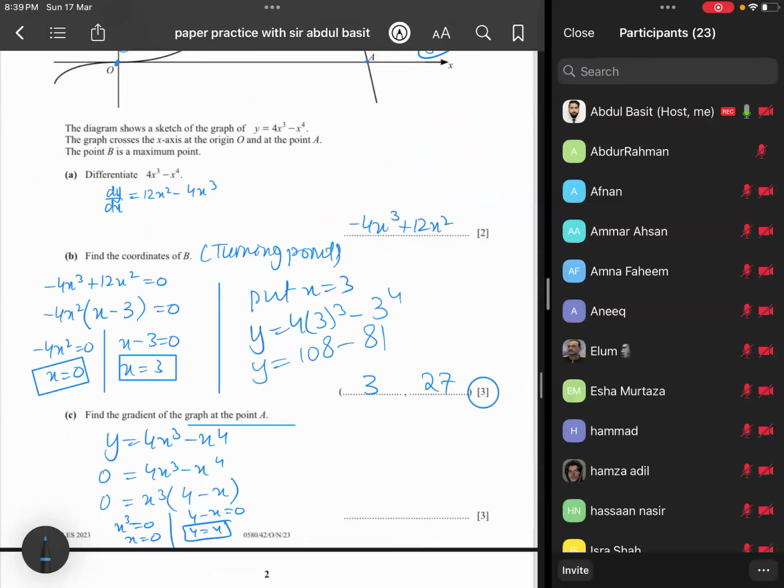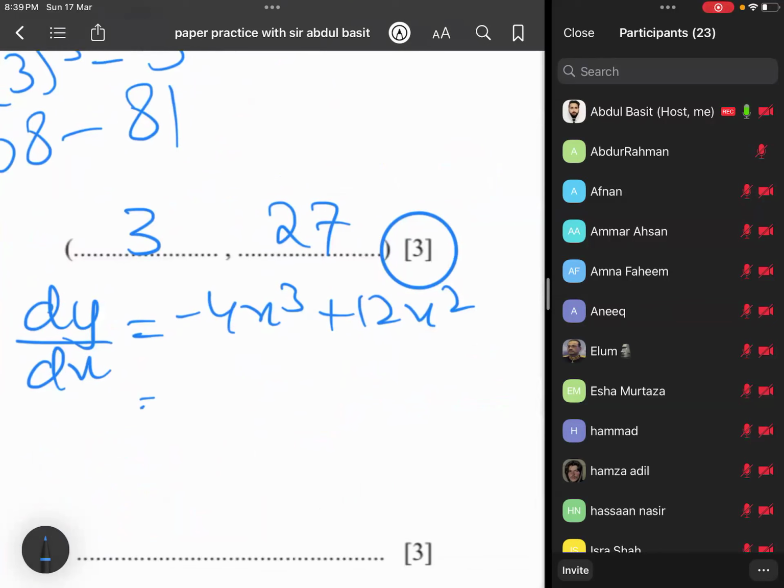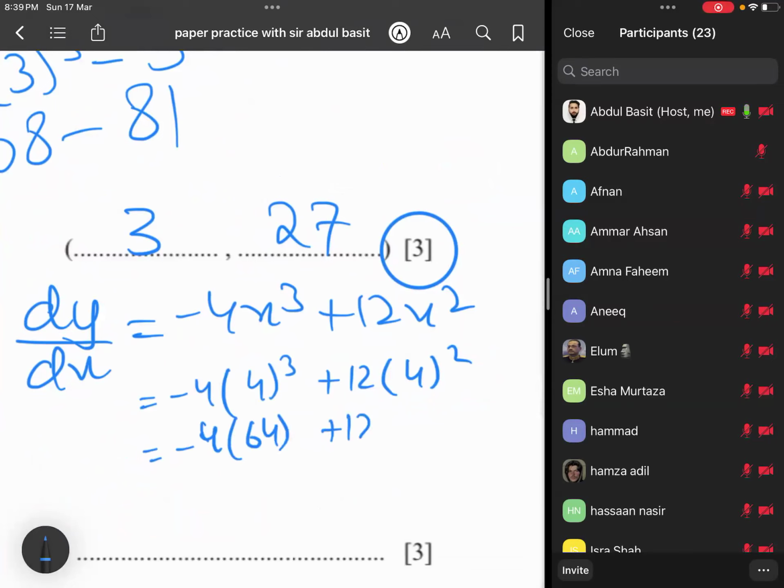Agree? जी sir. To find the gradient at that point, we need a derivative function. So dy by dx was minus 4x cube plus 12x square. In order to get the gradient, put x equals 4 in the derivative function. So minus 4 into 4 cube plus 12 into 4 square. 4 cube is 64 and 4 square is 16. Tell me what is the answer here? 4 into 64 is 256, minus 256. 12 into 16 is 192. Plus minus is minus. 256 minus 192 is how much? 64.